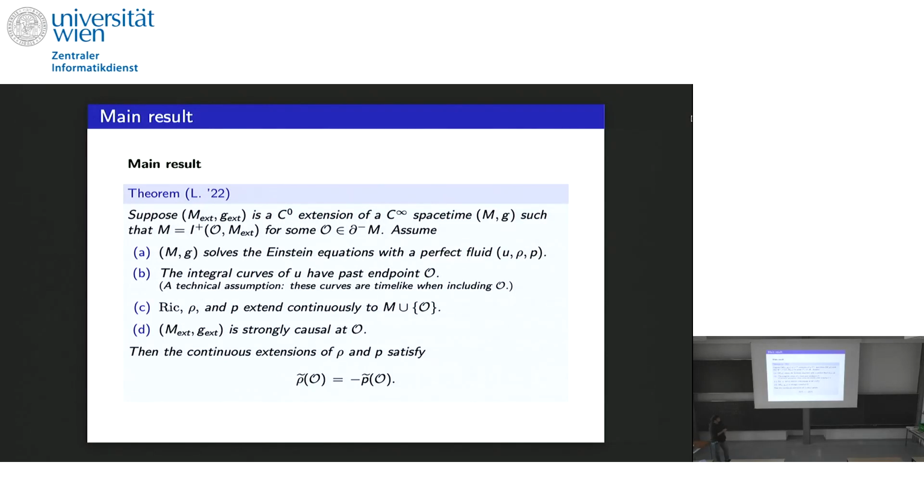Ricci, rho, and P, we're going to assume, extend continuously to the origin. And we have to make a causal theory assumption that the extended spacetime is strongly causal at the origin. And in this case, the continuous extensions of rho and P satisfy this equation of state at the origin. So rho is equal to minus P precisely at the origin. And this is, right, precisely the equation of state of the cosmological constant.